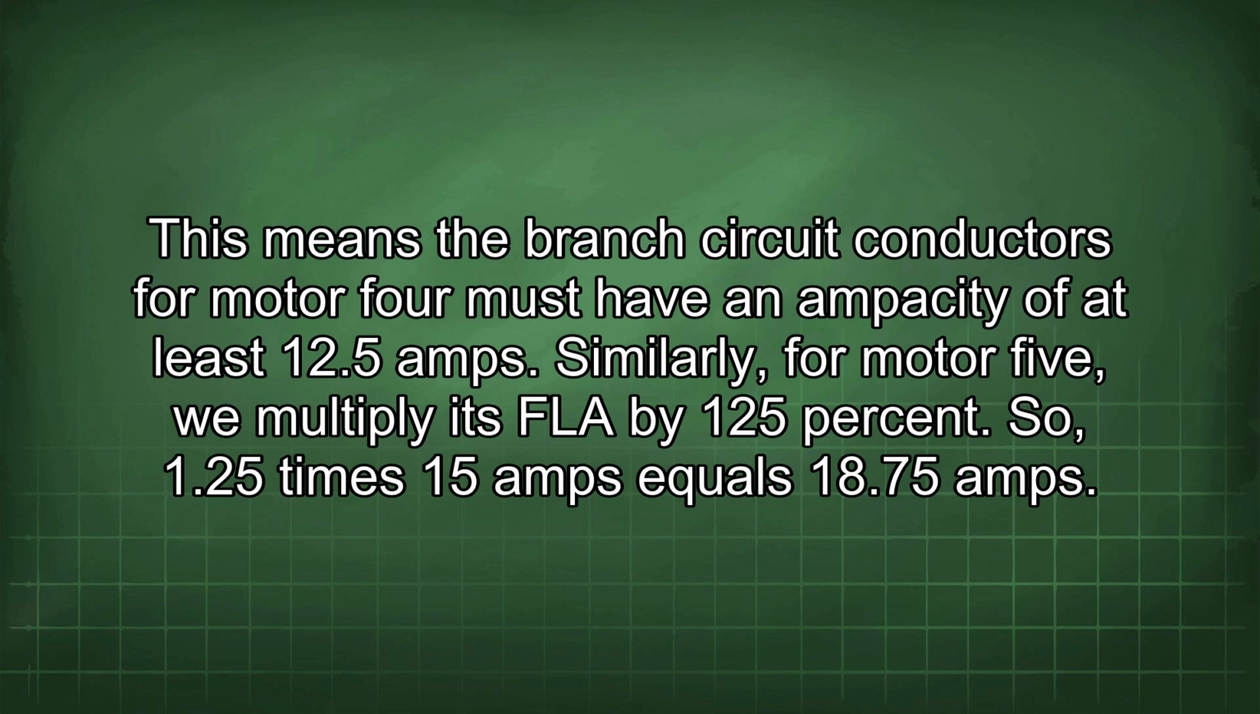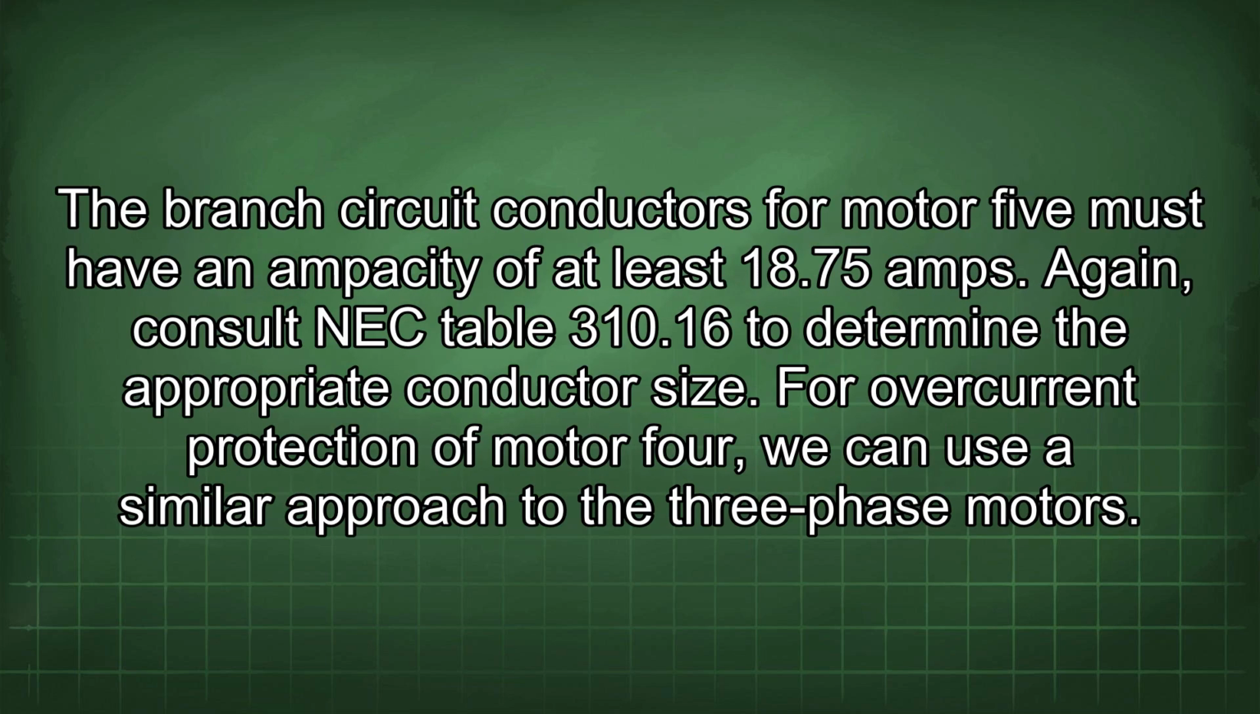Similarly, for motor 5, we multiply its FLA by 125%. So, 1.25 times 15 amps equals 18.75 amps. The branch circuit conductors for motor 5 must have an ampacity of at least 18.75 amps. Again, consult NEC Table 310.16 to determine the appropriate conductor size.